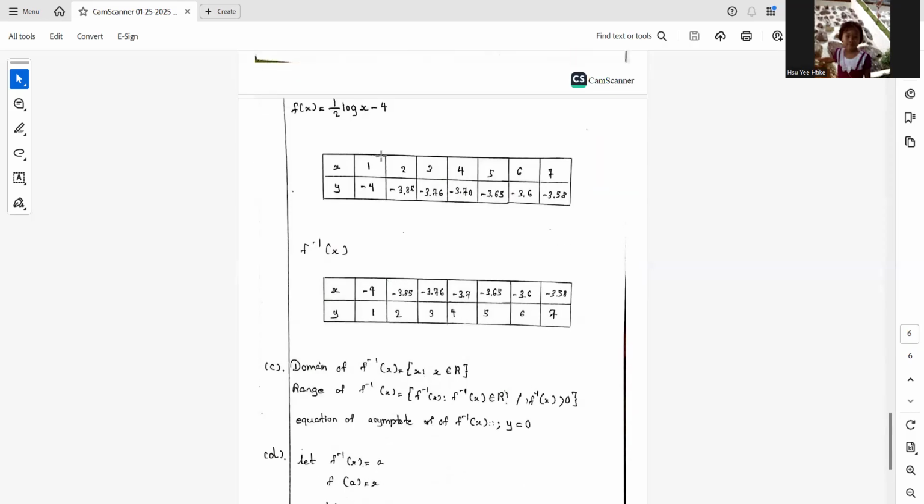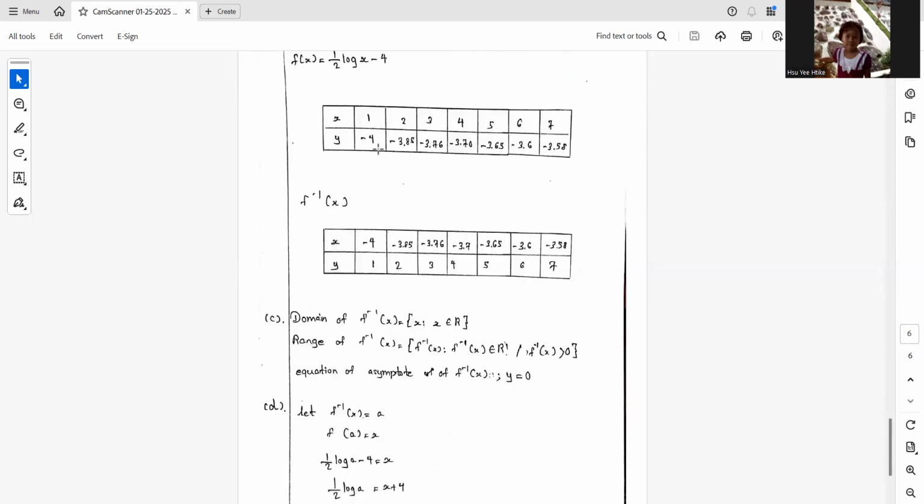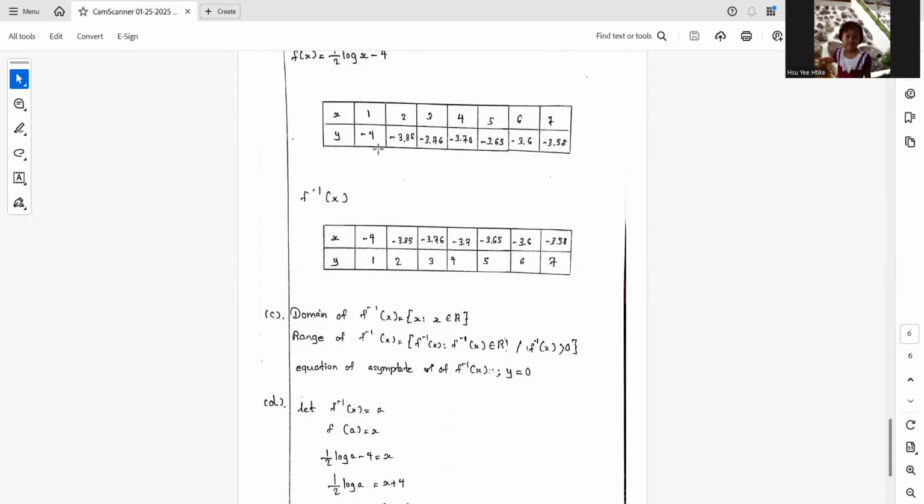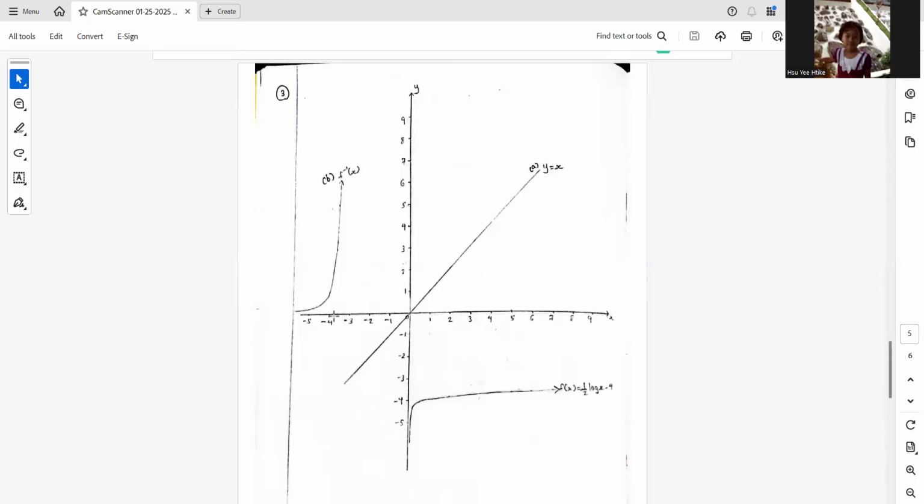the value of the power of 10 is greater than 0. And for the equation of the asymptote of f inverse of x, we get y is equal to 0. So basically, it is the x-axis. The curve of f inverse of x never intersects the x-axis.